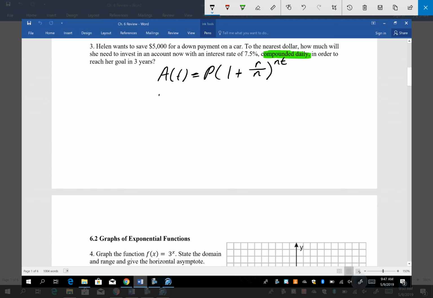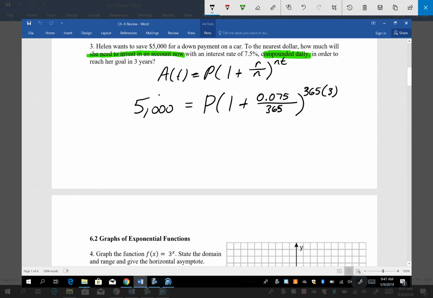Now look at what they're asking. They're asking how much money does she need to invest now? I'm looking for P. I don't know P. P times 1 plus the rate of 0.075 over 365, to the 365 times the number of years. She needs $5,000, because A of 3 is $5,000.